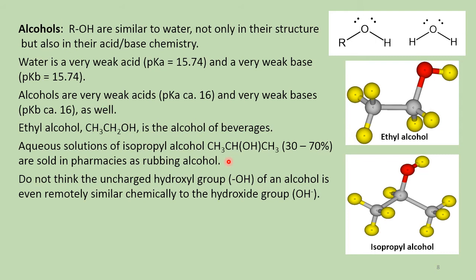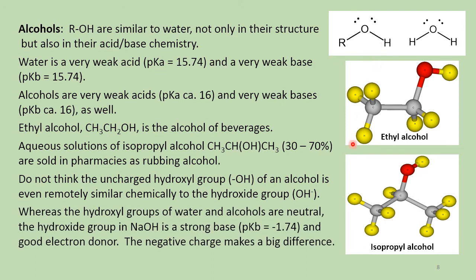Don't think that the uncharged hydroxyl group of an alcohol, for example here, is even remotely close to the hydroxide group, OH minus, of the hydroxide ion. See, whereas the hydroxyl groups of water and of alcohol are neutral, the hydroxide group in sodium hydroxide is a strong base, pKb negative 1.74. This is a good electron donor. Negative charge makes a huge difference.